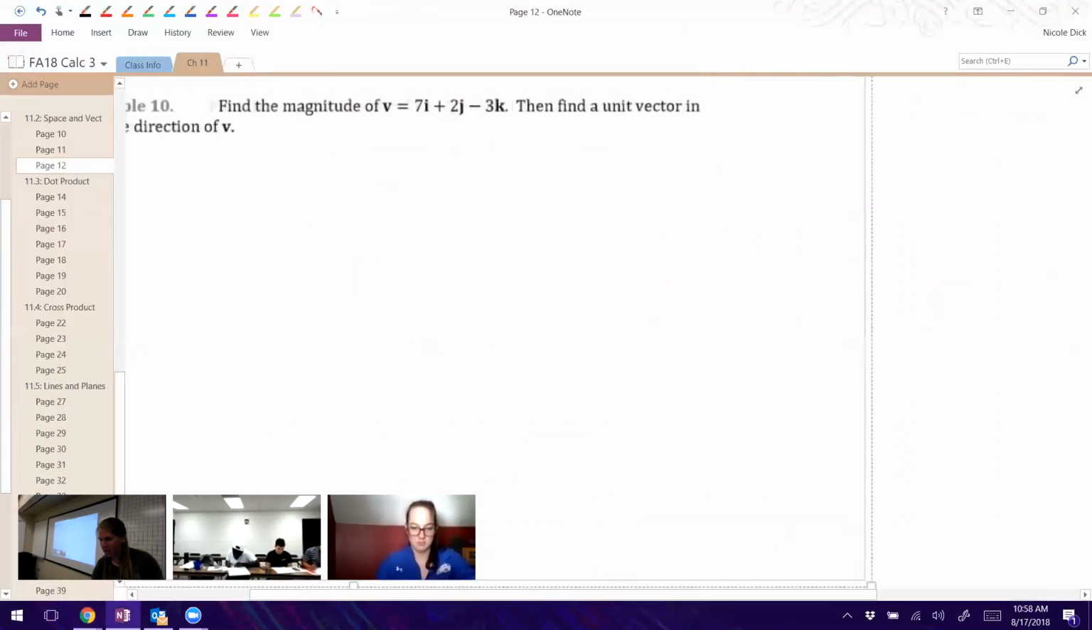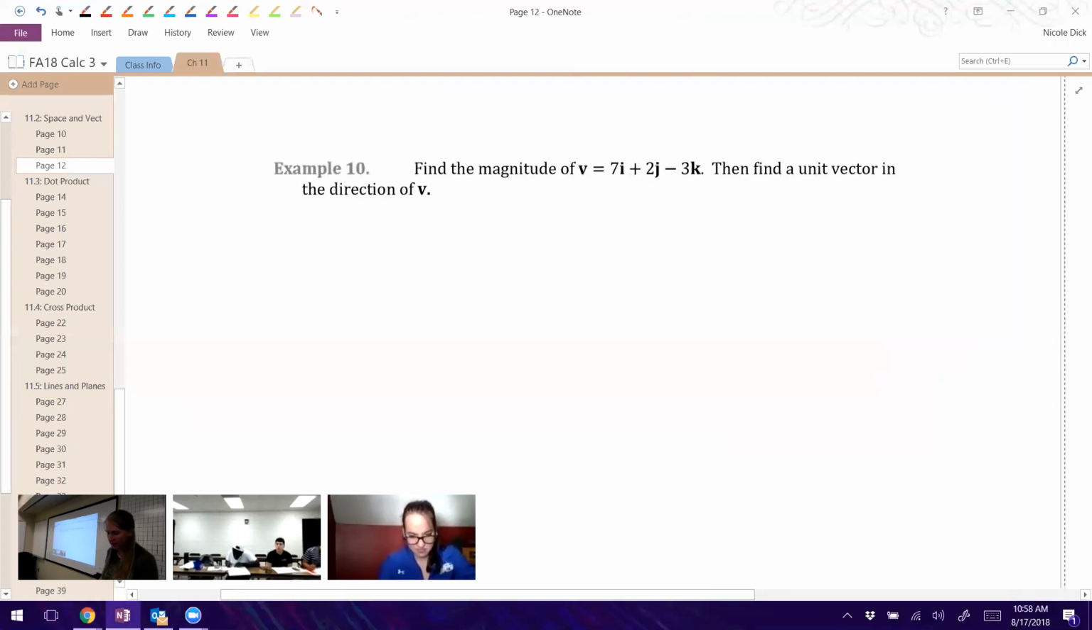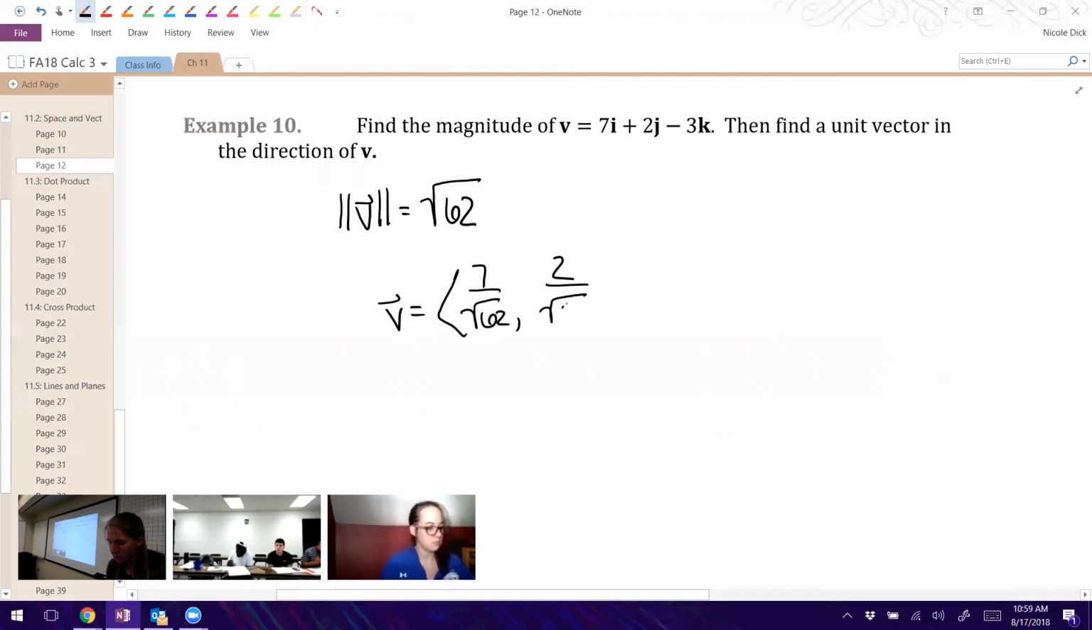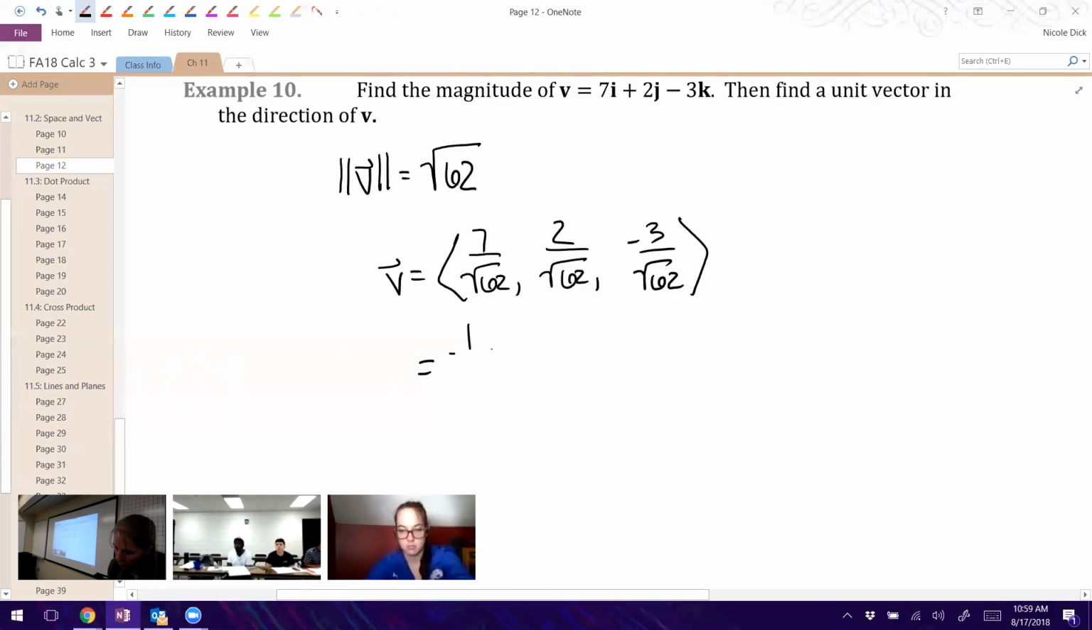All right, let's see what you guys came up with. Murillo, what'd you get for the magnitude of this vector? Radical 62. Everyone else the same thing? Okay, and then how do we find a standard unit vector? What do we do? We can take that component form divided by magnitude. So we have 7 over root 62, 2 over square root of 62, negative 3 over square root of 62. You could also write this as just 1 over square root of 62 times component form.